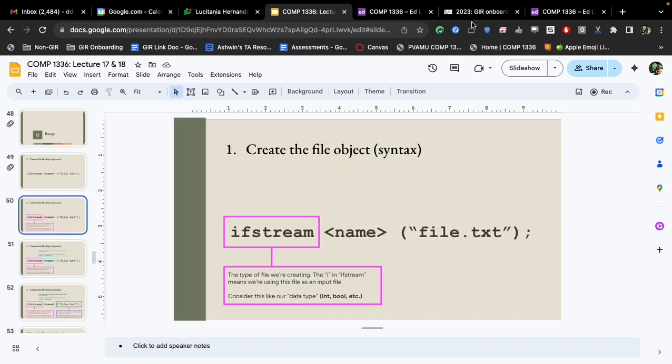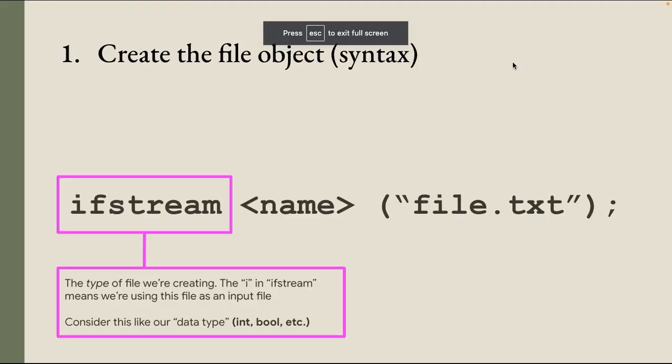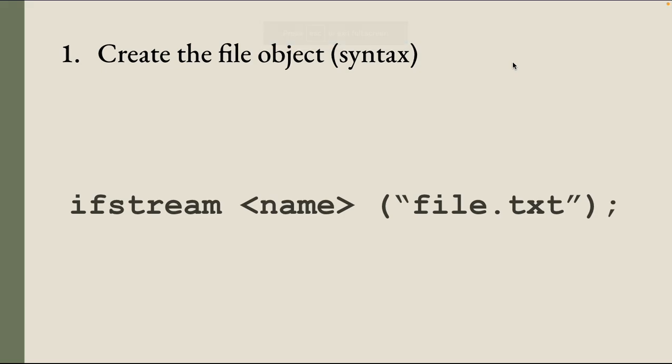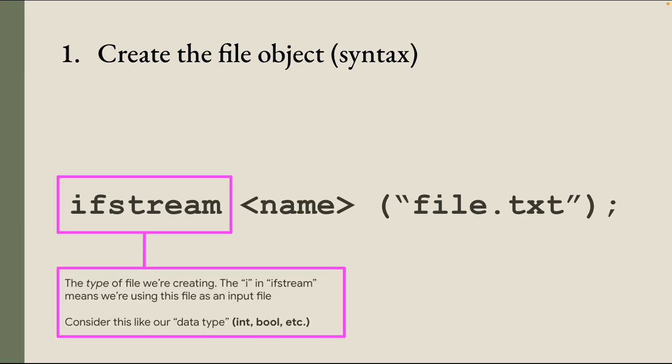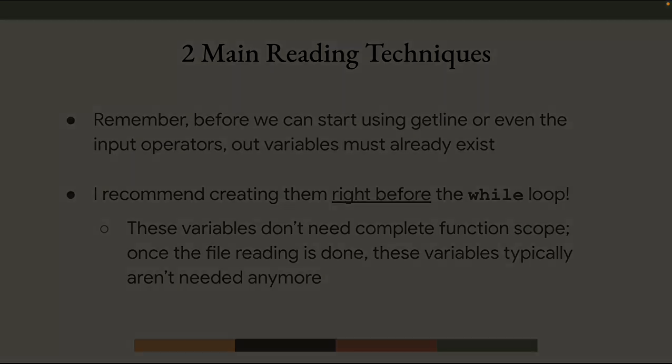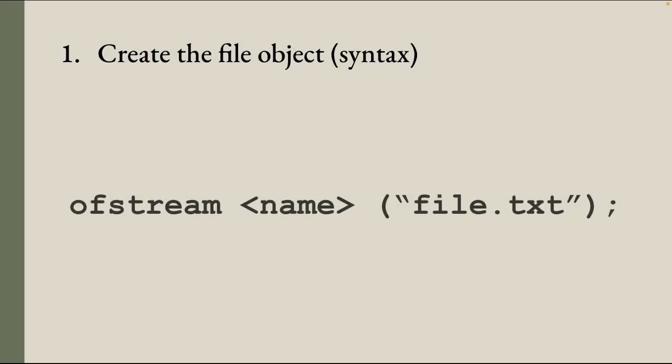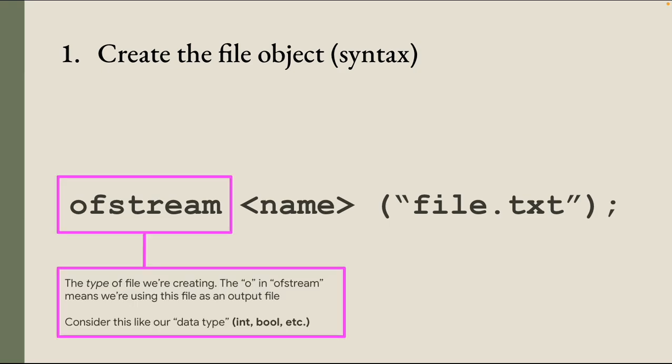I could try to finish in like 10 minutes. So remember, dealing with input files, you have IF string, the name of your variable, and then the file that you're trying to open as an input file. You're going to have the same syntax for an output file, except this IF string becomes OF string, which means output file. You're still going to create an object for it, the same way you did with the input file.